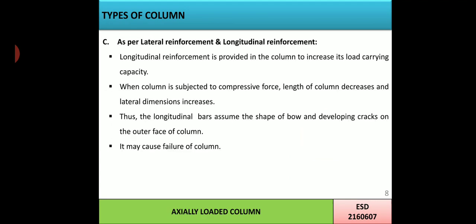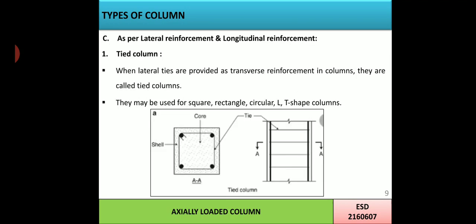Now moving further, the third main category is as per the lateral reinforcement and longitudinal reinforcement. First of all, longitudinal reinforcement is provided in the column to increase its load carrying capacity. When the column is subjected to compressive force, the length of the column decreases and the lateral dimension increases. Lateral dimension means the width of the column, we can say. Thus the longitudinal bars assume the shape of a bow, developing cracks on the outer face of the column. So it will make the column fail.